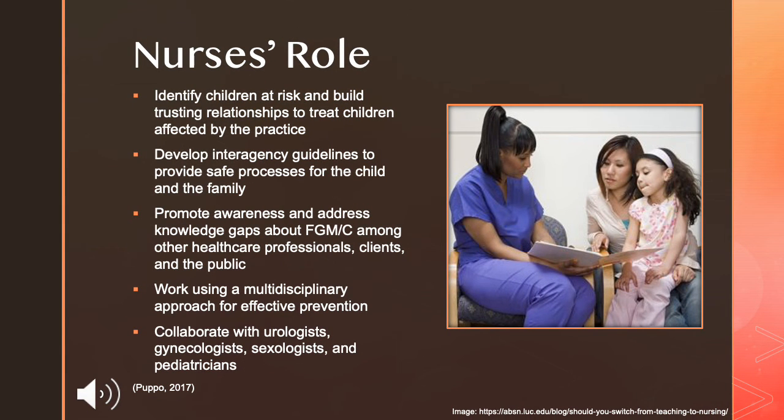Now, what can we as nurses do about this? What is our role in the grand scheme of things? Number one, we can identify children at risk and build trusting relationships to treat children affected by this practice. Number two, we can develop interagency guidelines to provide safe processes for the child and the family. Number three, we can promote awareness and address knowledge gaps about FGM/C among other healthcare professionals, clients, and the public. We can work using a multidisciplinary approach for effective prevention. And we can collaborate with urologists, gynecologists, sexologists, and pediatricians to combat this issue.